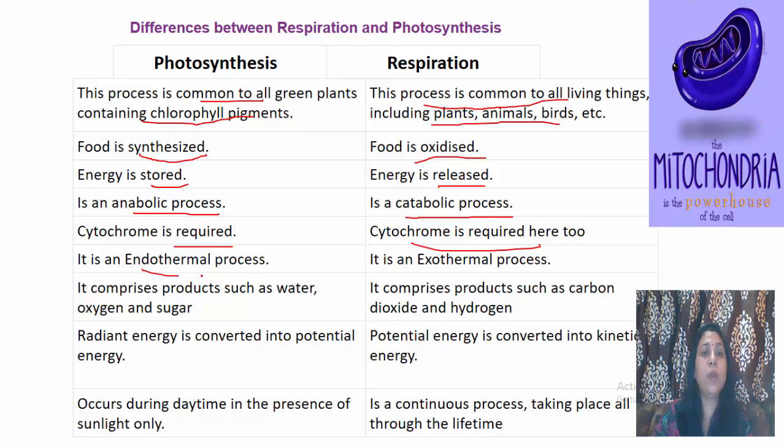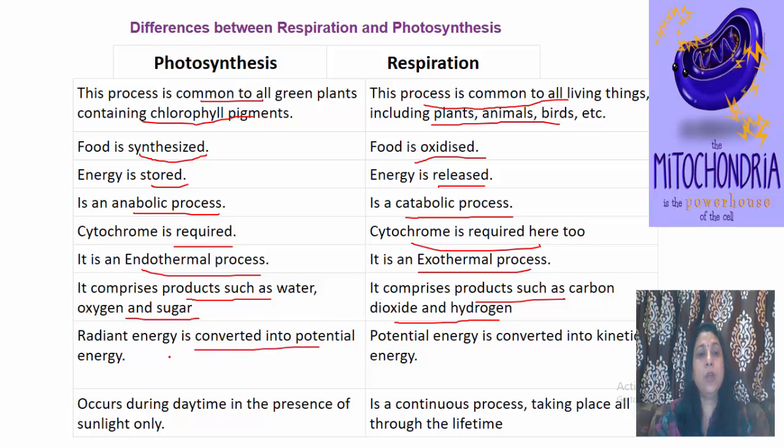Photosynthesis is an endothermal process. Endothermal process means energy is absorbed, whereas respiration is an exothermal process, that is, energy is released. Exo means exit, going out. Thermal means energy, heat. Heat is evolved. Now, photosynthesis comprises products such as water, oxygen and sugar, whereas respiration comprises products such as carbon dioxide and hydrogen.